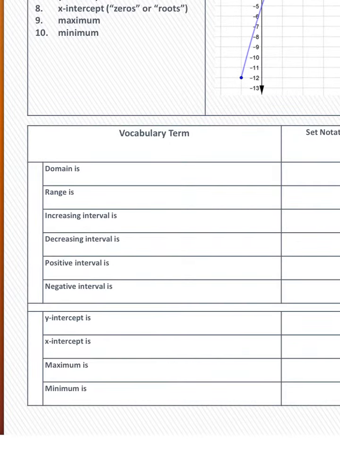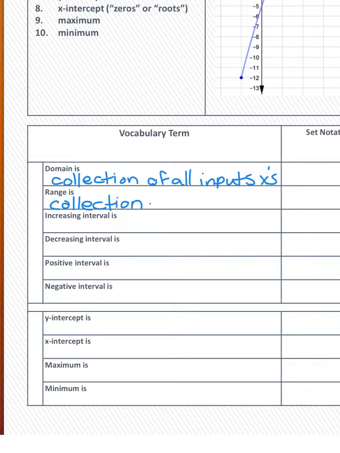So the domain is the collection of all inputs, and that means the collection of all x values. And likewise, the range is the collection of all outputs, or the collection of all y values.